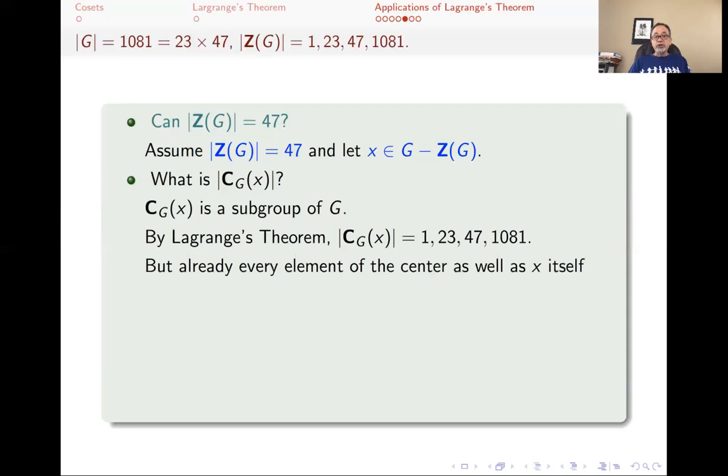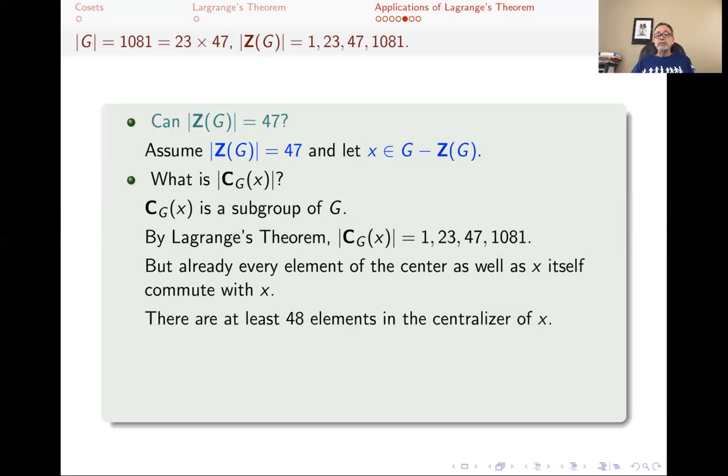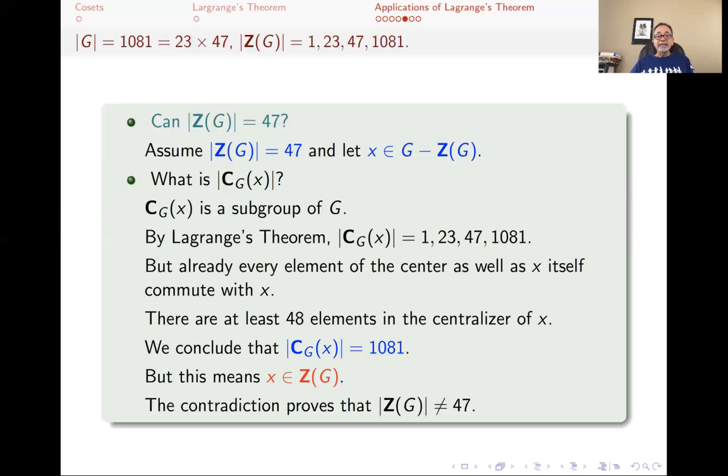But we also know that X itself is in the centralizer. X commutes with X, and X was not in the center, supposedly. So that gives us at least 48 elements in the centralizer. If there are 48 elements, by the choices that Lagrange's theorem gives us, we have no choice but to conclude that the size of the centralizer must be 1081. But that means that X is in the center. But we assumed that X is not in the center. That's how we started. That's a contradiction.